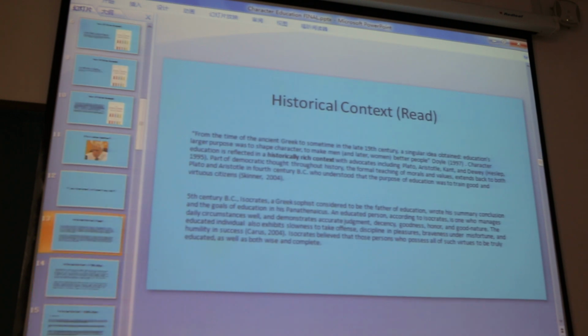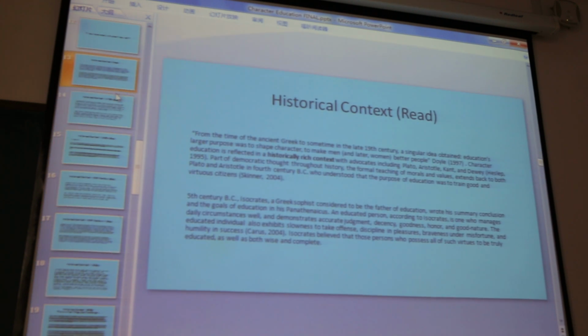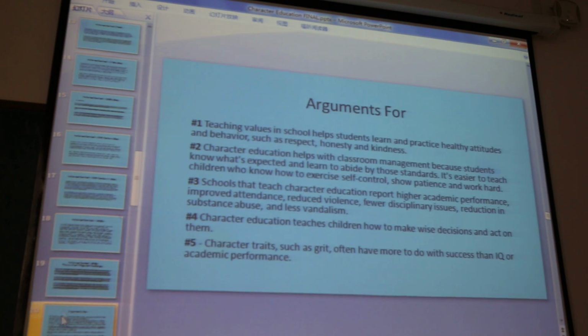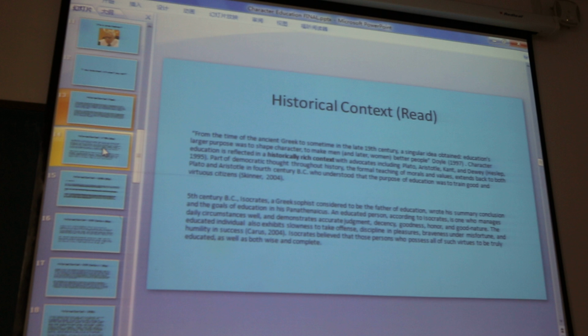Now the historical context is massive. There's no way, you can even see I put skip on these slides. There's just no way I can cover all this, especially with the time remaining. But there is a rich historical context.